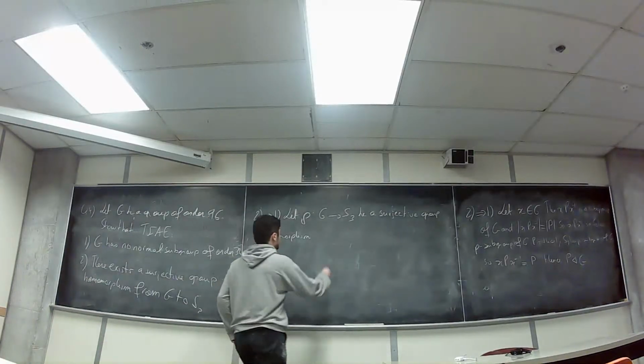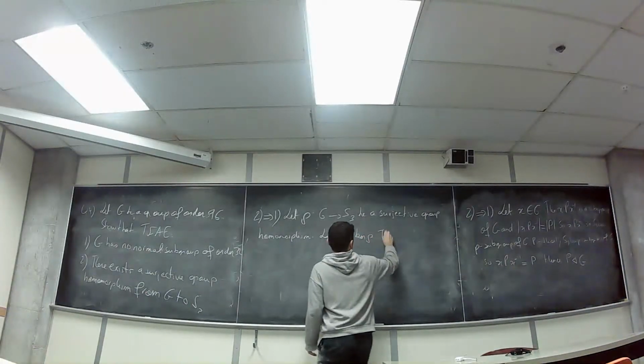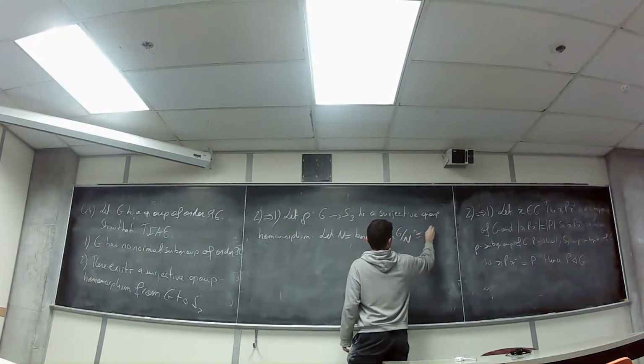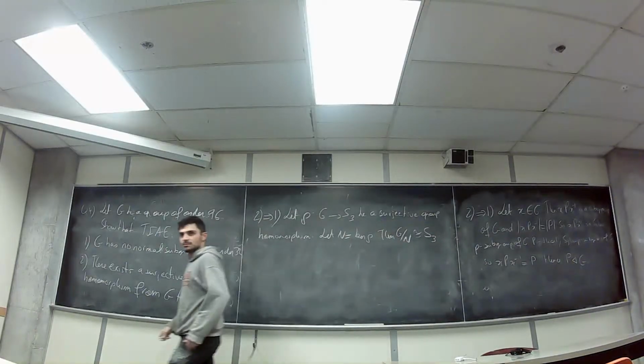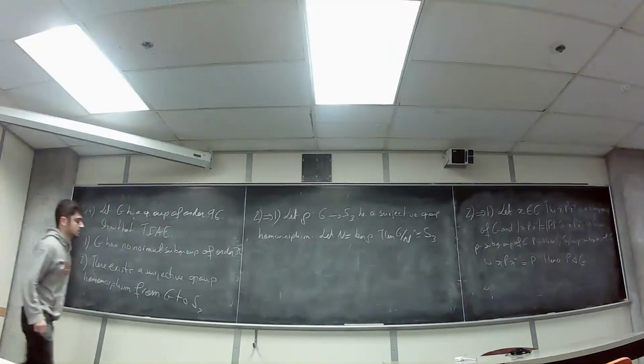Let n be equal to the kernel of rho. For simplicity, I'm not gonna write kernel of rho everywhere. Then G mod n is isomorphic to S3. Agree or not? First isomorphism theorem. Now S3, how many subgroups of order 2 does S3 have? 3. Right? S3 has 3 subgroups of order 2. So G mod n, if it's isomorphic to S3, how many subgroups of order 2 does it have? Same.